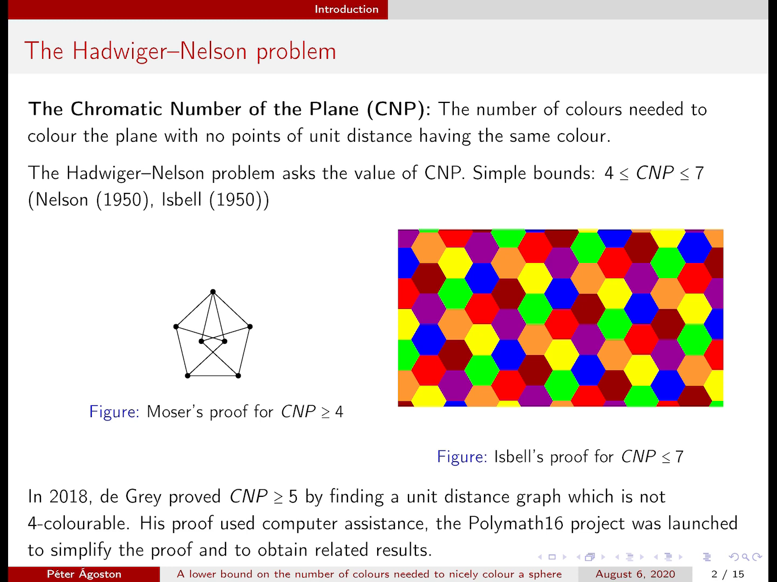But then, de Grey proved that in fact at least 5 colors are needed by showing a unit distance graph that cannot be 4-colored. His proof used computer assistance because the graph he examined was too large for the result being humanly verifiable. Thus, it was a natural goal to find a simpler proof. The Polymath 16 project was launched with this purpose, but it also tried to obtain new results related to the Hadwiger-Nelson problem. As a participant of the Polymath project, this is the reason why I started to work on this problem.